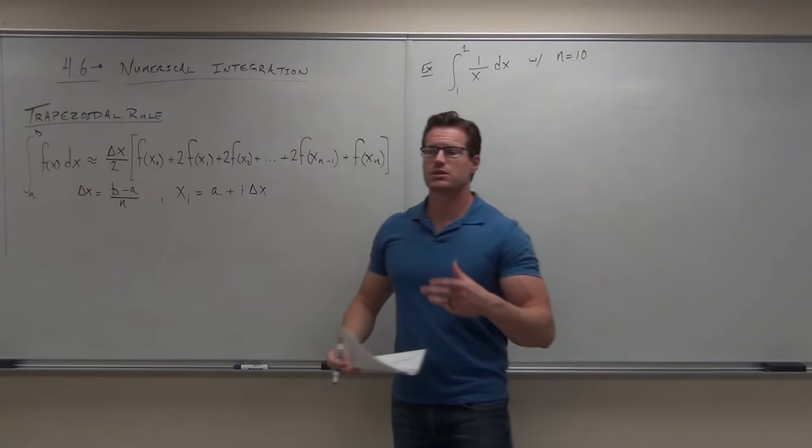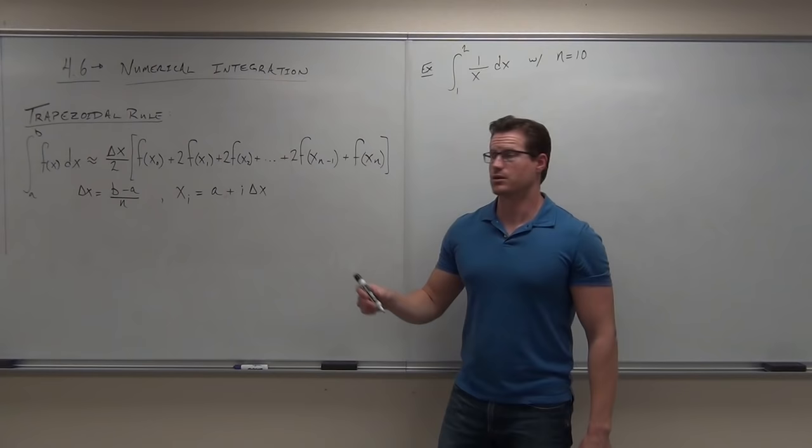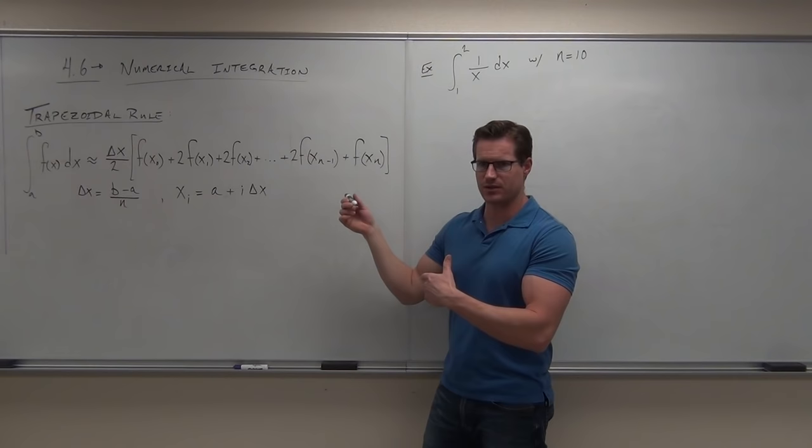If n equals 10, what that's going to mean for us is that we're going to get 11 terms here. We have an x sub 0 through x sub 10. We're going to end at the x sub 10 term. Does that make sense to you? So we're going to get 11 terms. Stop at n equals 10.